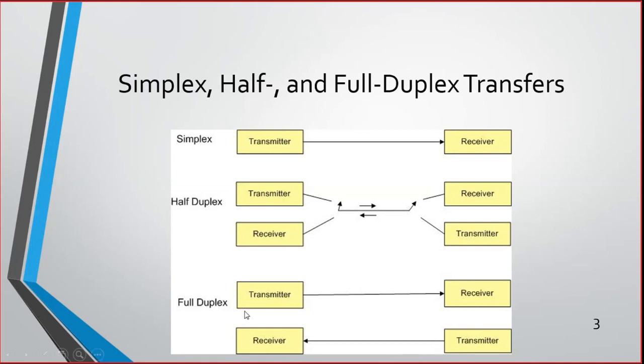Then what does full duplex mean? Both the blocks can act as transmitter as well as receiver at the same time. So normally UART comes under this category. Both the systems can act as transmitter as well as receiver at the same time, transmitting and receiving data simultaneously. So two separate dedicated pins are there.